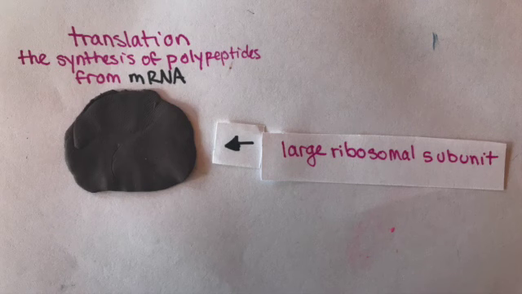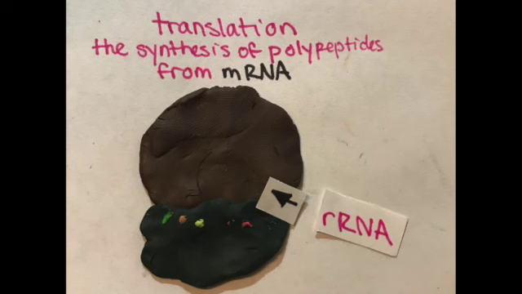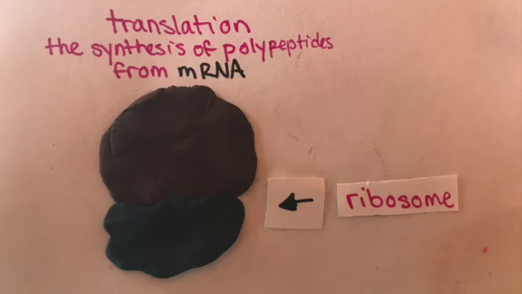Okay, so next is translation, which is the synthesis of polypeptides from mRNA. So we're going to start with a large ribosomal subunit. And then we add the small ribosomal subunit. Each subunit is made from rRNA and proteins. And together they make up the ribosome where translation happens.